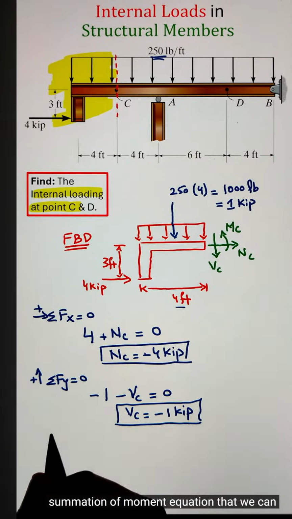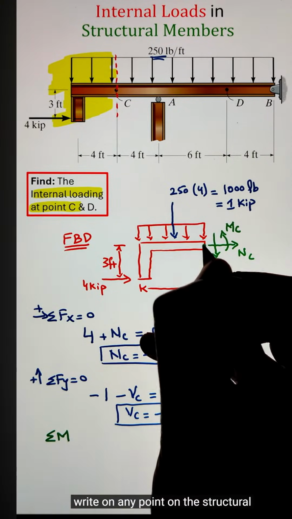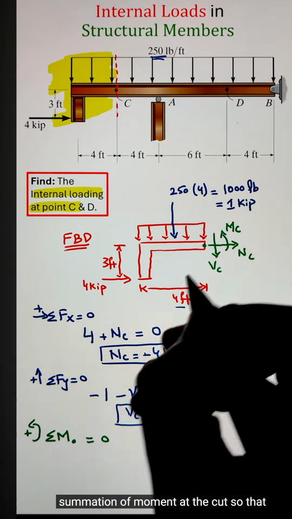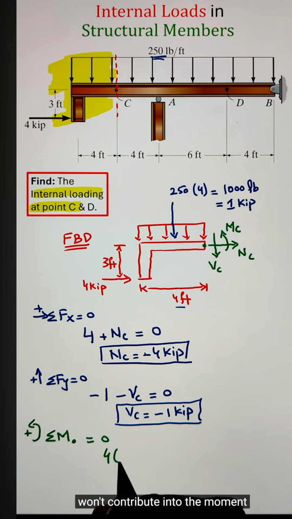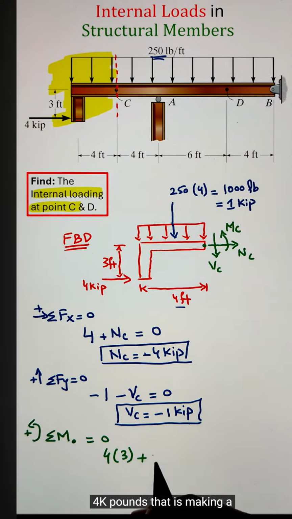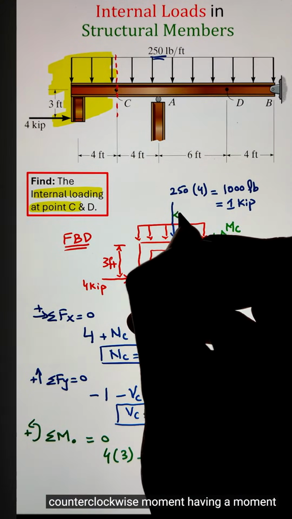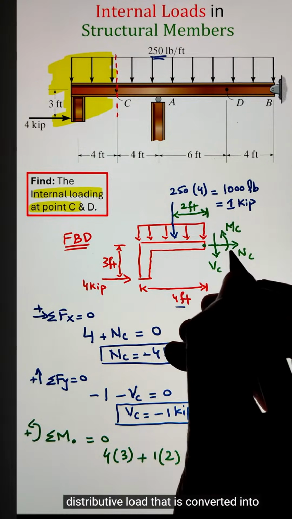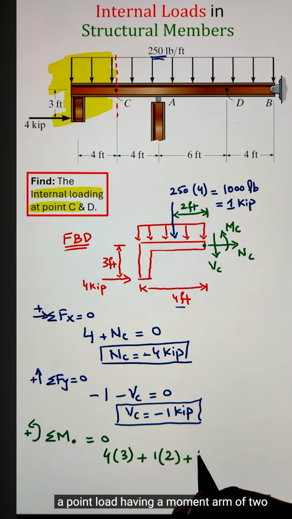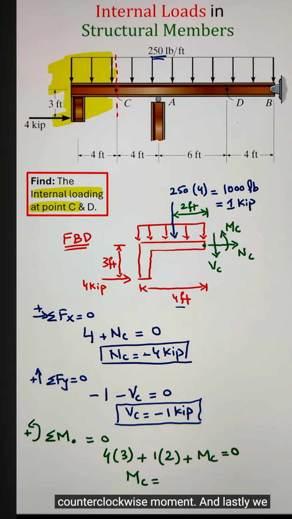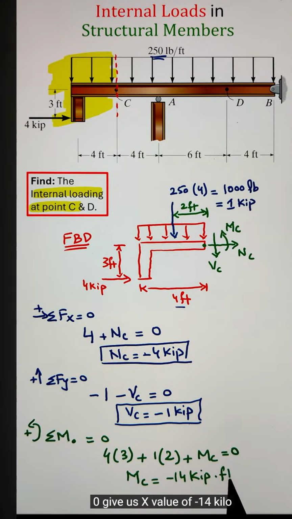Finally, we have our summation of moment equation that we can write at any point on the structural member. However, we select the summation of moment at the cut so that the normal force and the shear force won't contribute to the moment equation. Here I have an external load of 4 kilopounds that is making a counterclockwise moment having a moment arm of 3. Next, we have our distributed load that is converted into a point load having a moment arm of 2 feet that is also producing a counterclockwise moment. And lastly, we have our couple moment MC, equating it to 0 gives us its value of negative 14 kilopound-feet.